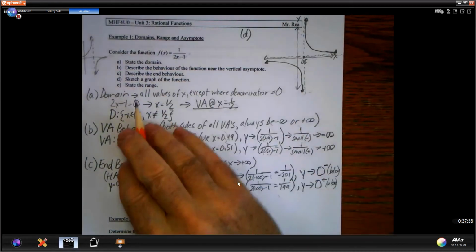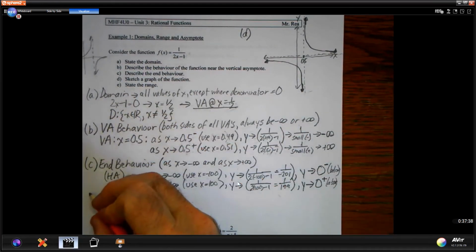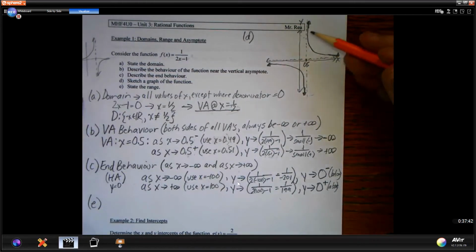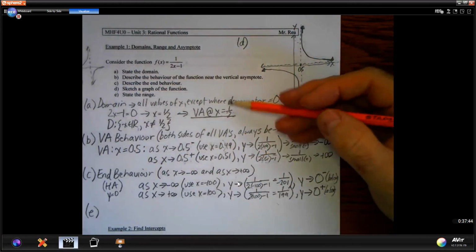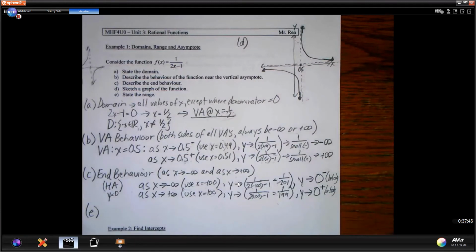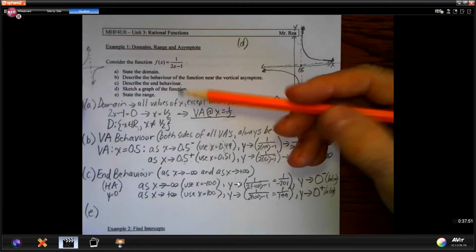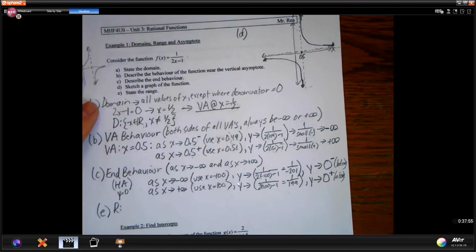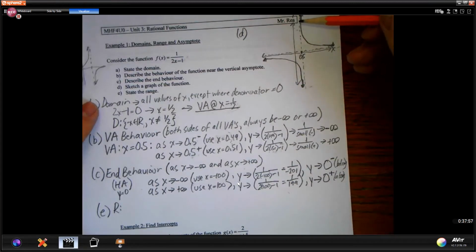Now, the last part we haven't done is state the range. And you can kind of see why we did the graph first, because with just this information, you can't really determine what the range is. So the range, if you remember, I'm not going to write it down here. It's the possible values of y.